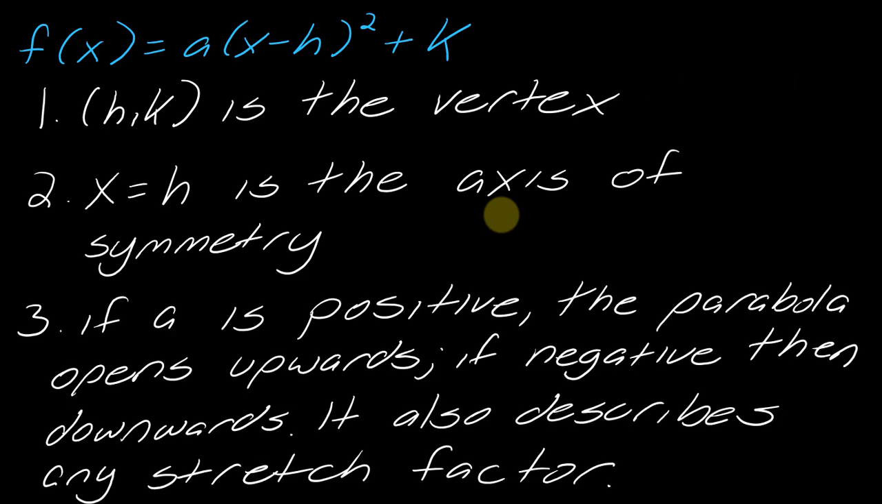And then the last thing I want to mention about this form is something with that a. If this a is a positive number, does it open up or down? Well, we've already been working with this. If the a is a positive number, then the parabola is going to open upwards. And we've already seen when this a is negative, it opens downwards. And also this a will determine the stretch factor of our parabola. So we get a lot of information from this form of an equation. It's really handy for graphing and if we have to do anything with the parabola.